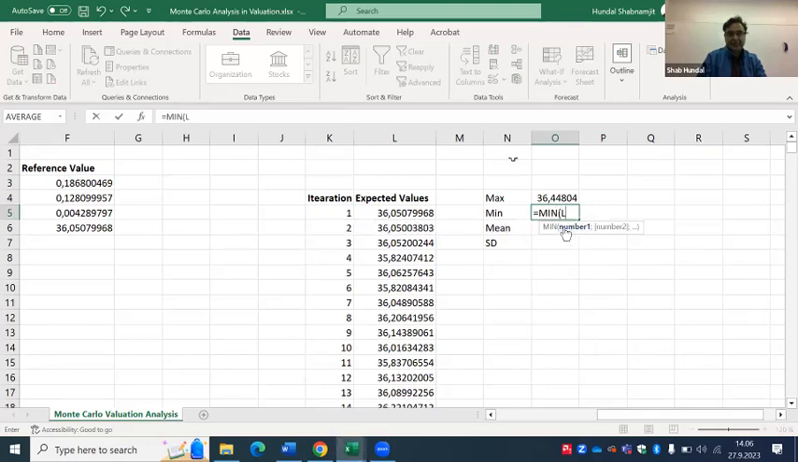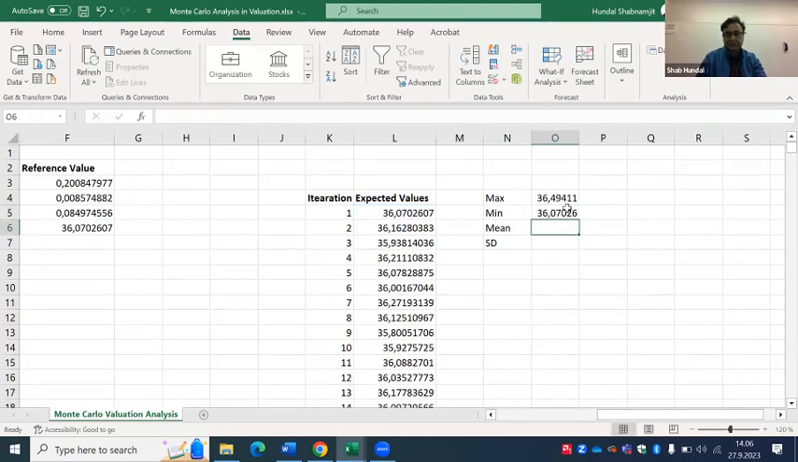I can simply type in L5 to L1004. So this has been the minimum price. Remember, minimum expected price.